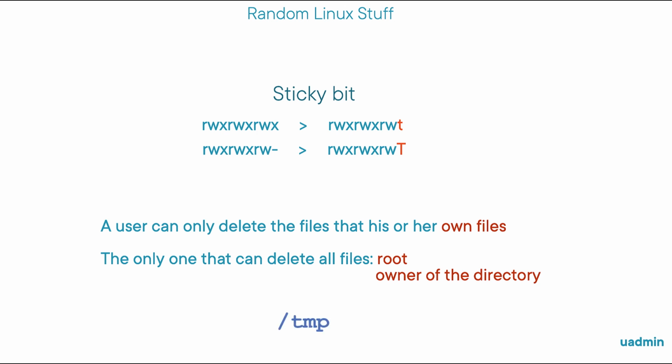Now how do you recognize a sticky bit? Well, it's the lowercase t on the execute bit of the rest of the world. And now for a side note, if the execute bit is not set, but the sticky bit is set, then you will see a capital T.